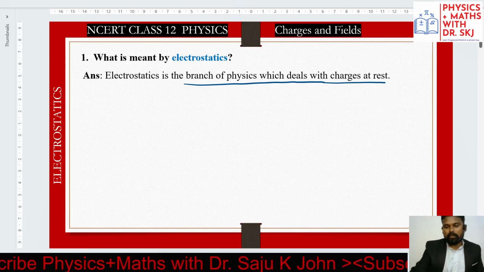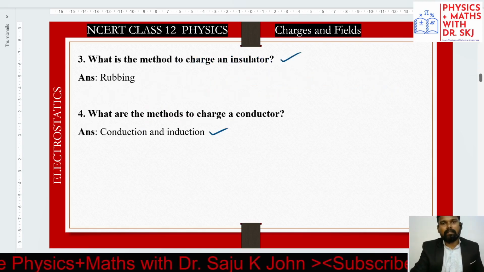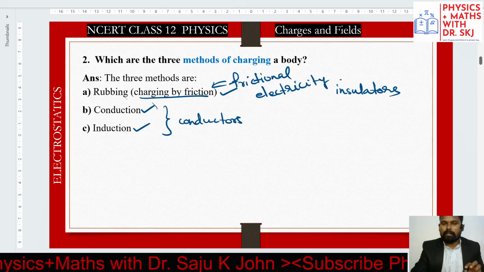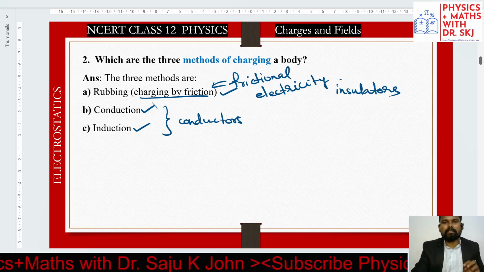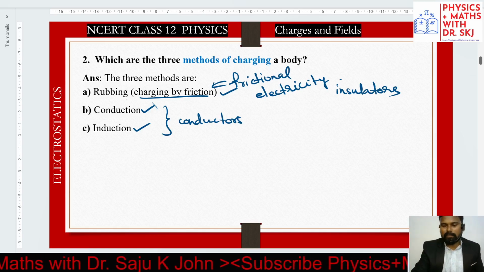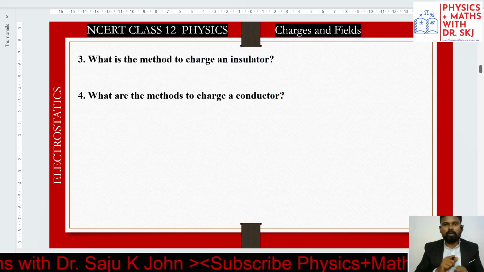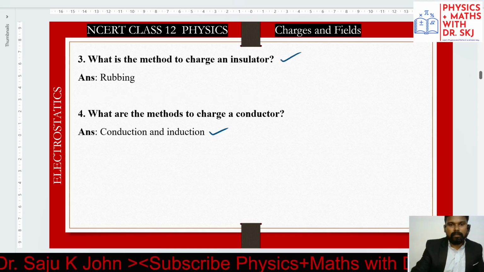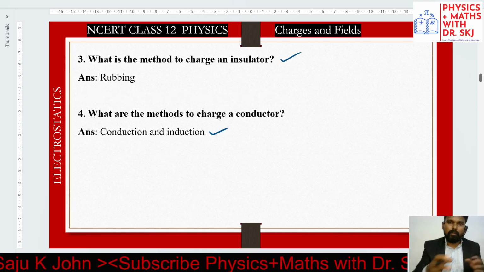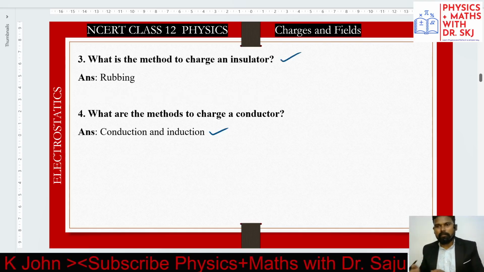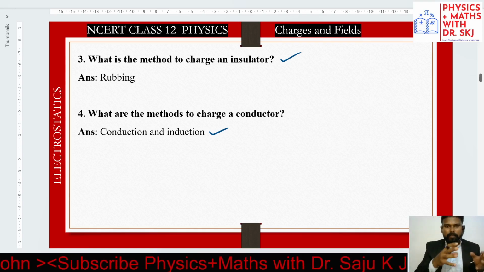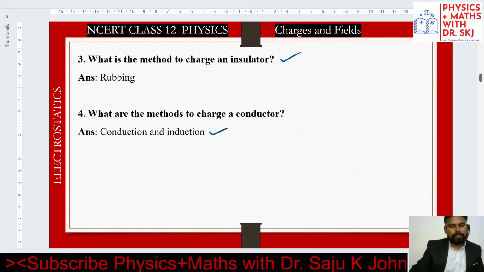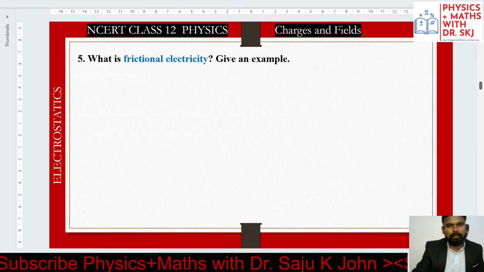We studied that there are three methods for charging a body: rubbing or frictional electricity, conduction, and induction. We explained what frictional electricity is. When two insulators are rubbed, charges are obtained on the two bodies by the transfer of electrons. One body will be positively charged and the other negatively charged. The body which loses electrons is positively charged and the body which gains electrons is negatively charged.